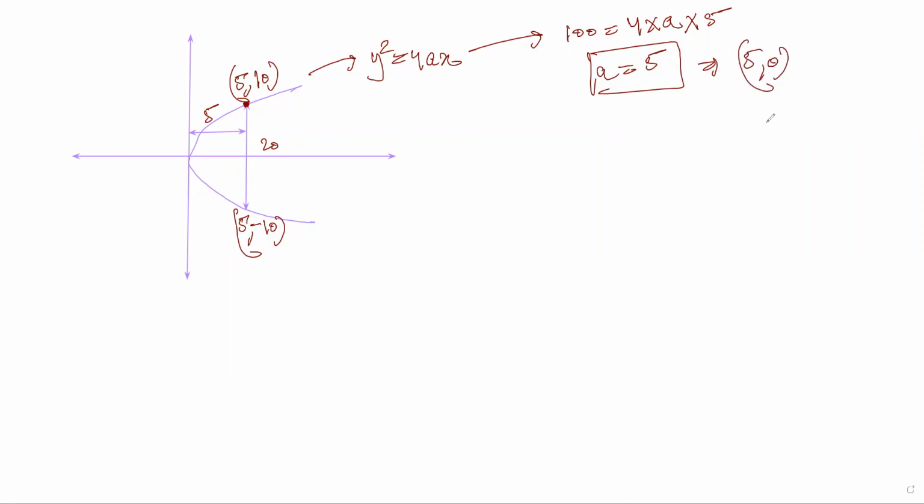So just check the answer first. पहले इधर check कर लेते हैं 5, 0. Yes, sir. It's at the midpoint of the diameter. Midpoint of the diameter.